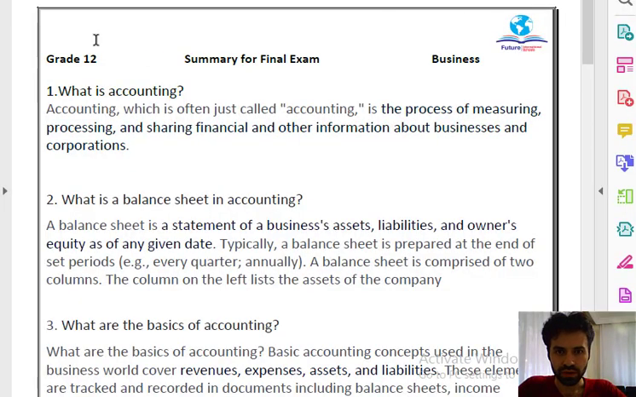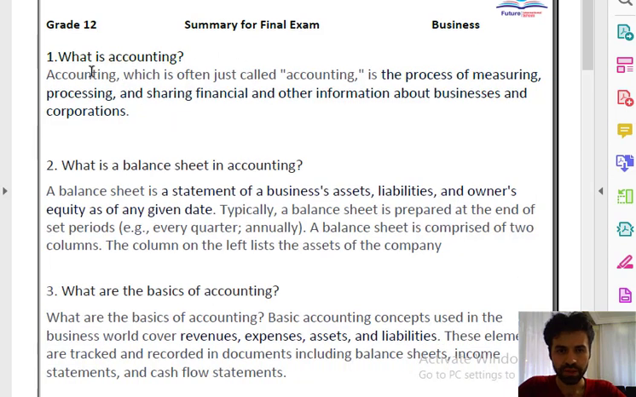Let's start grade 12 summary for final exam. Start with the questions and answers. Question number 1, what is accounting?